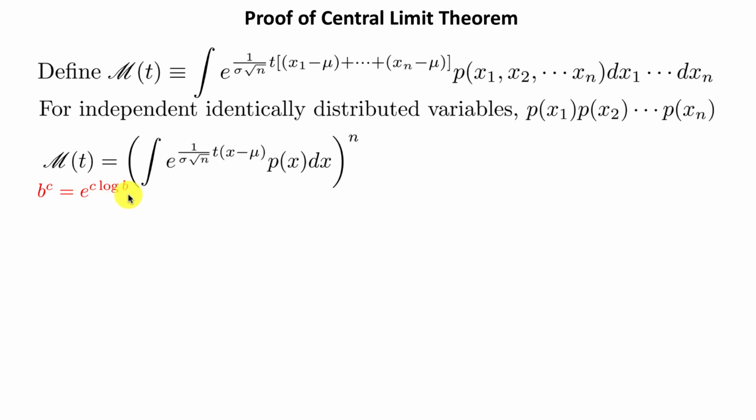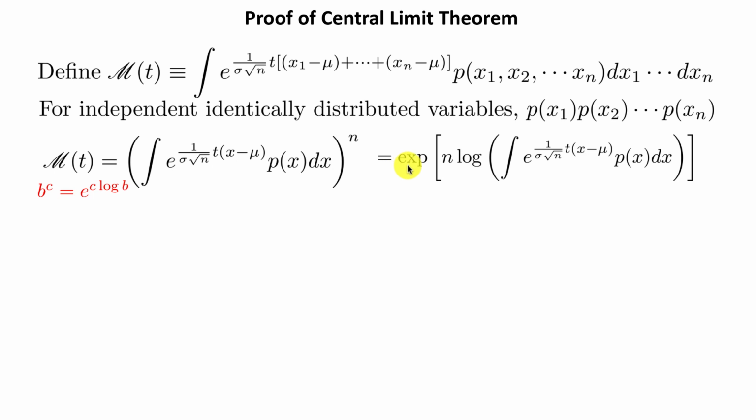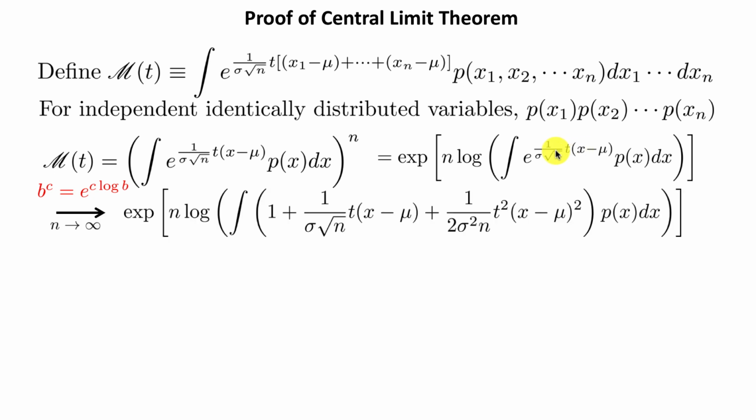So if we use this, we get this thing over here is equal to the exponential of n log times this integral over here. So this is p of x multiplied by this exponential, but the exponential has a 1 over square root of n in the argument, and so as n becomes bigger and bigger, this argument is going to get smaller and smaller, which means that we can sensibly then expand this out. And let's do that. So the first term is 1, then the second term, when you expand out e to the x, is x itself. This term after that is 1 over 2 x squared, and so that's that term over here.